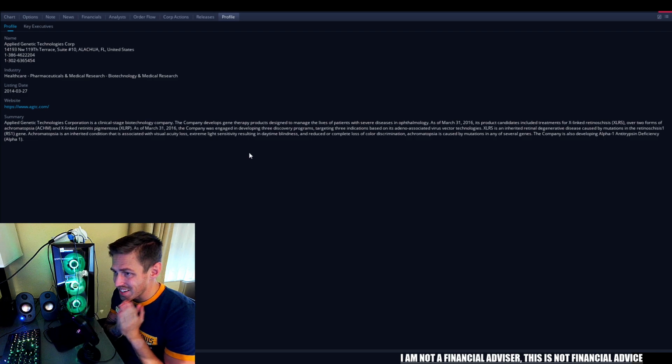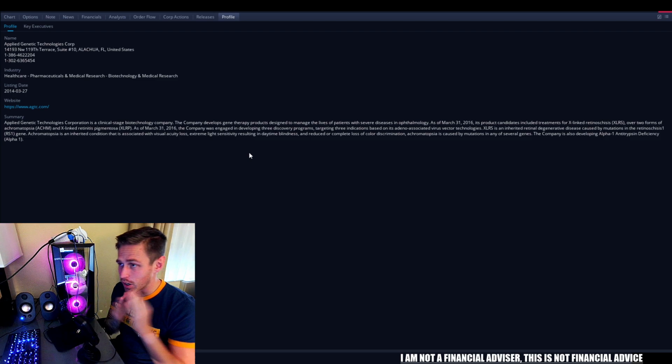Achromatopsia is an inherited condition that is associated with visual acuity loss, extreme light sensitivity resulting in daytime blindness, and reduced or complete loss of color discrimination. Achromatopsia is caused by mutations in any of several genes. The company is also developing alpha 1 antitrypsin deficiency, alpha 1.